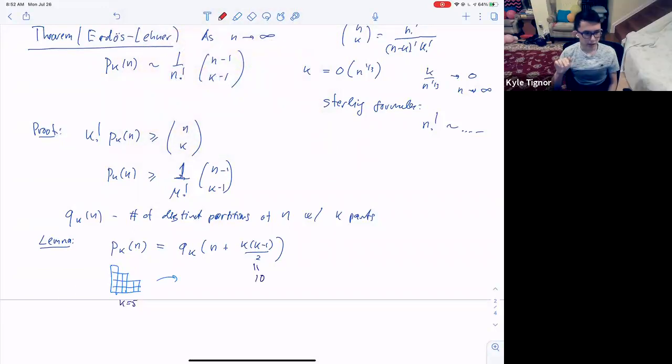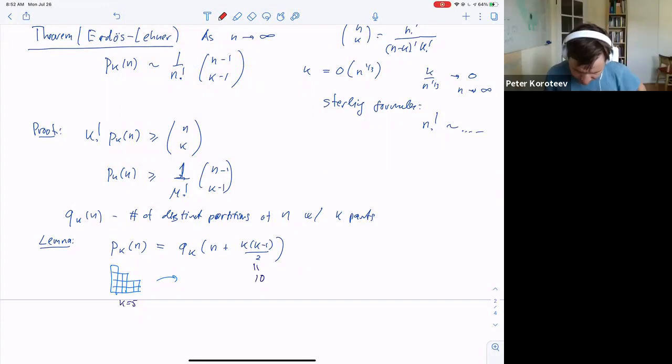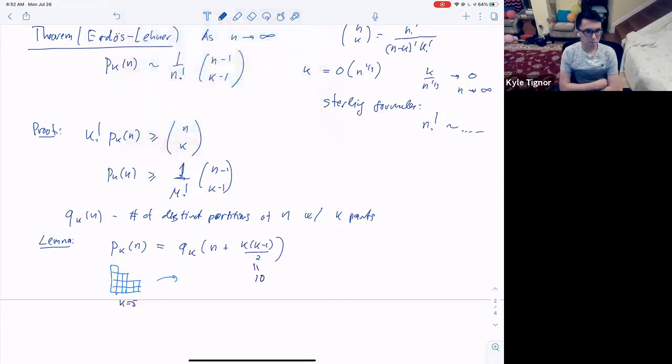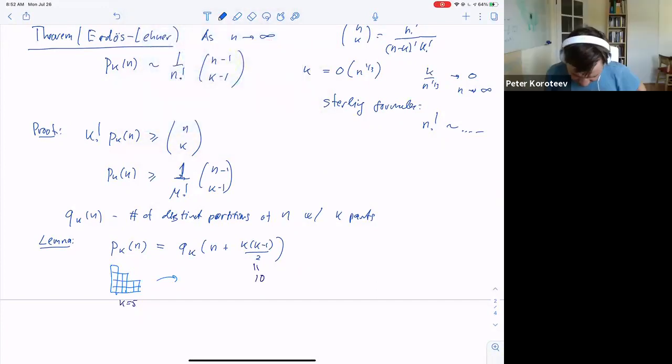Because the partitions can only decrease or stay the same as they go, you can always add 4 blocks to the first column, 3 blocks to the second, then 2, then 1, and you will always get a distinct partition, because it can only decrease. Precisely. Did you understand what Kyle said? So 10 is equal to 4 plus 3 plus 2 plus 1 plus 0. Then we put that many blocks in each of the columns.